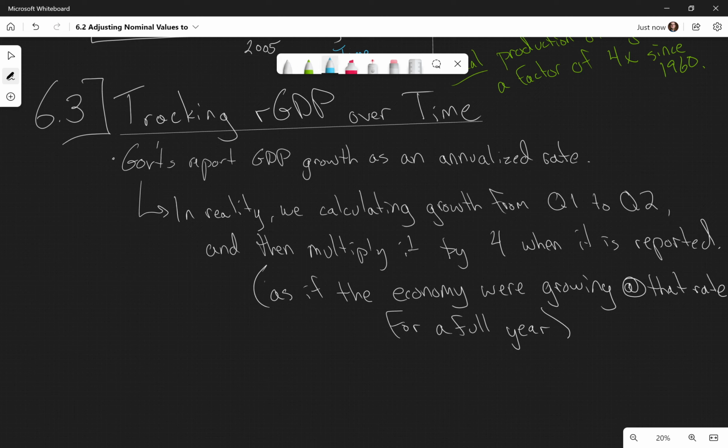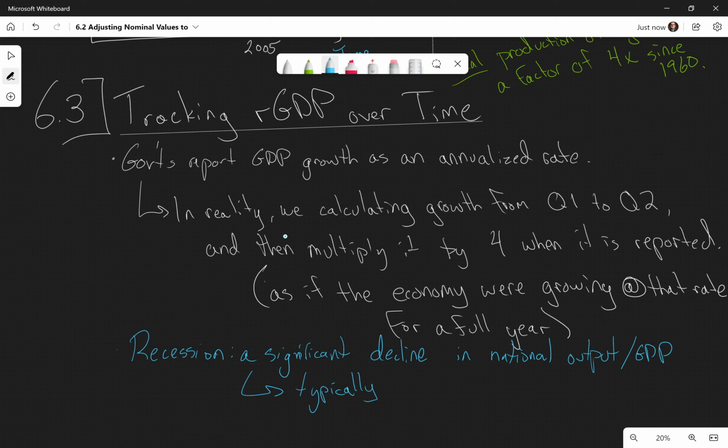When we're talking about real GDP and the business cycle, two of the big buzzwords, especially these days, are recession and depression. So recession we define as a significant decline in national output or GDP. This is typically 2 to 3 quarters consecutively, in a row, of negative growth.